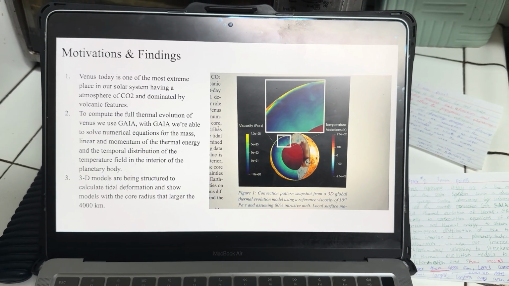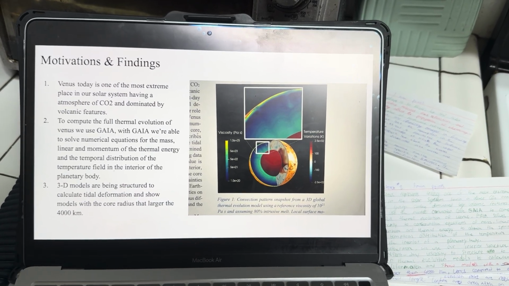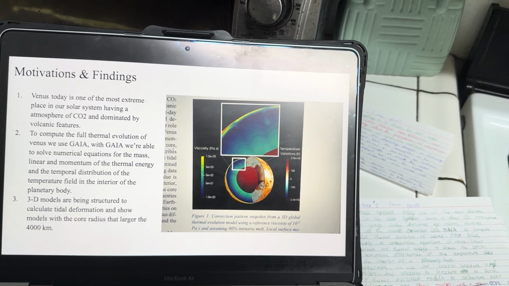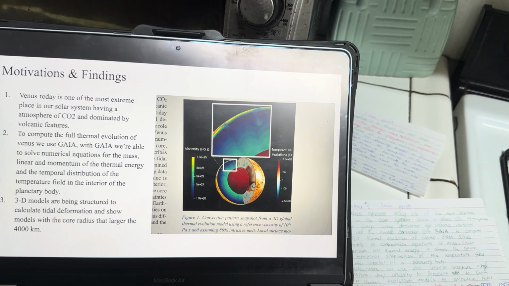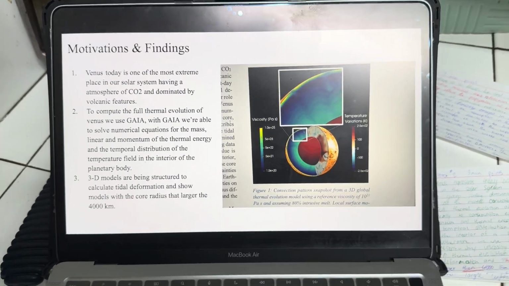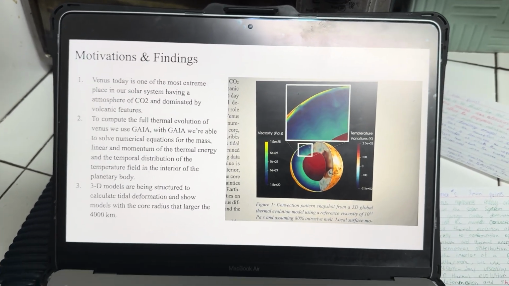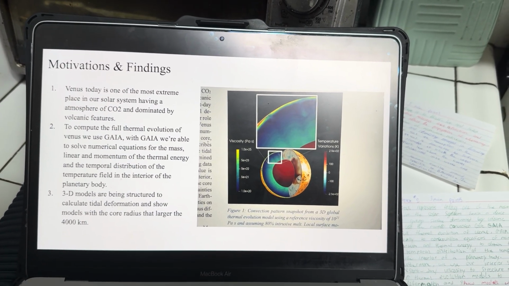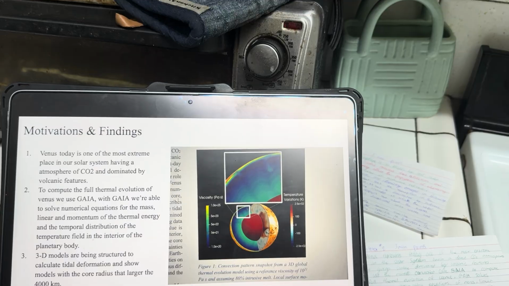To compute the full thermal evolution of Venus, we use GAIA. With this, we're able to solve numerical equations for the mass, linear momentum, and thermal energy and the temporal distribution of the temperature field in the interior of the planetary body. So we're able to measure how hot it'd be inside the interior, what's the hottest level of the crust, what's the least hot level on the crust, and we also use 3D models to calculate the tidal deformation and show models with the core radius that Venus has is larger than 400 kilometers.